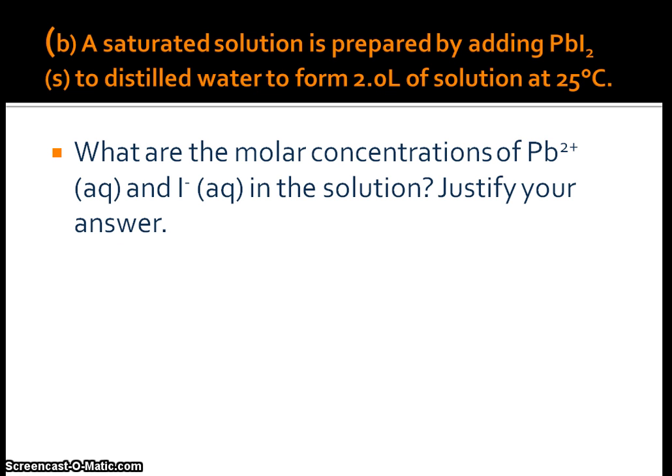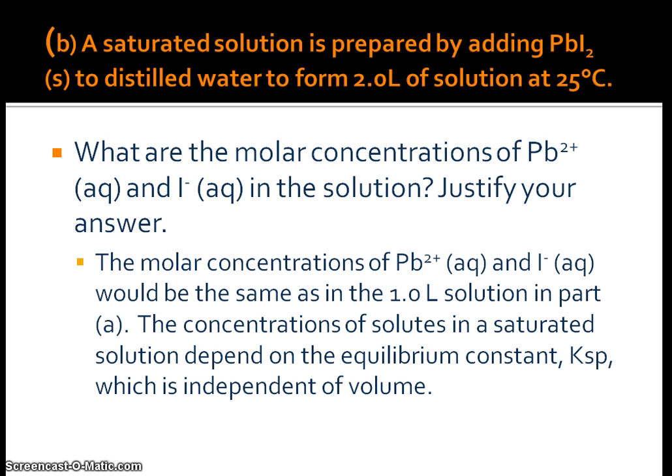B. A saturated solution is prepared by adding PbI2 to distilled water to form 2 liters of solution at 25 degrees Celsius. What are the molar concentrations of Pb2+ and I- in the solution? Justify your answer. The molar concentrations of Pb2+ and I- are the same as in the 1 liter solution because the concentrations depend on the equilibrium constant, and the equilibrium constant does not depend on volume. It only depends on temperature.